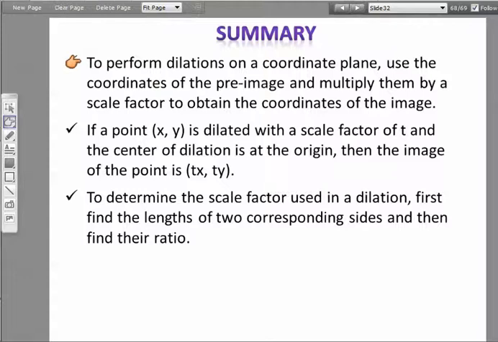Okay, the summary for this lesson: we perform dilations on a coordinate plane, use the coordinates of the pre-image and multiply them by the scale factor to obtain the coordinates of the image. Okay? If a point (x, y) is dilated with the scale factor t and the center of dilation is at the origin, then the image of the point is going to be (tx, ty). Actually, t multiplied by x and t multiplied by y. To determine the scale factor used in the dilation, first find the lengths of the two corresponding sides and then find their ratio.